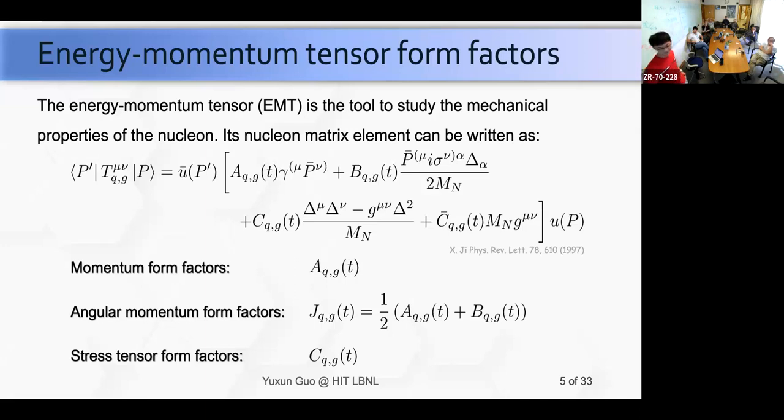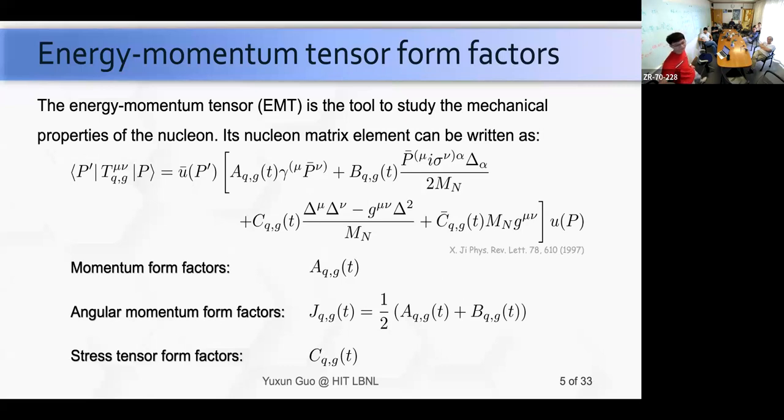The C form factor, there's some debate on this, but you can basically interpret it in terms of the stress form factors, which characterize the pressures and the shear forces in the nucleon. Again, there's some debate, but roughly that's the case. And the C bar form factor is a little bit more mysterious. It's proportional to g_{μν}, kind of like dark energy. It's also less mysterious than dark energy, because it doesn't have a very simple mechanical interpretation.